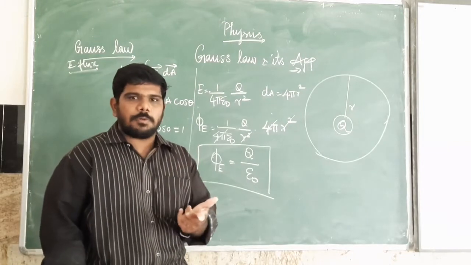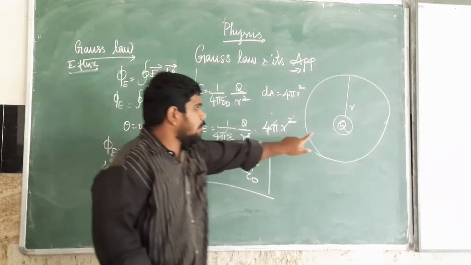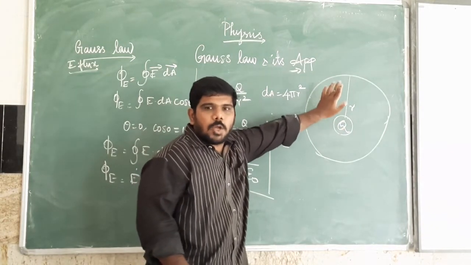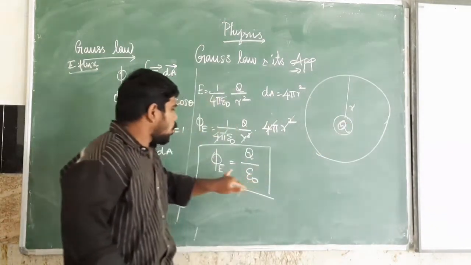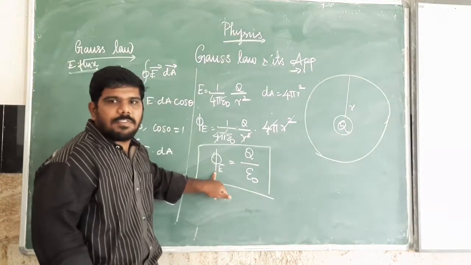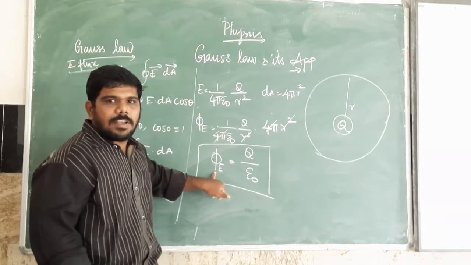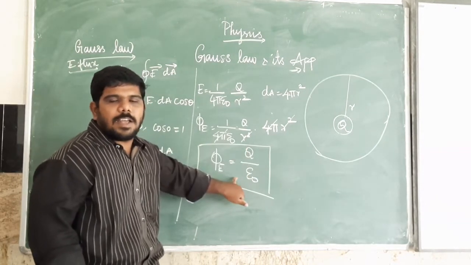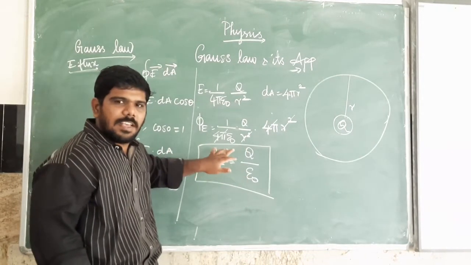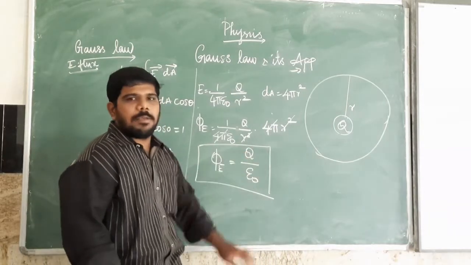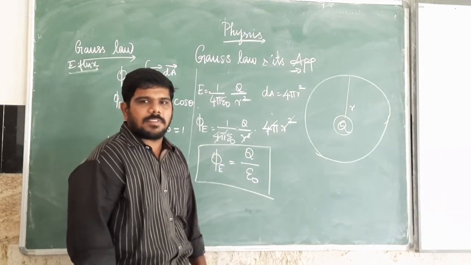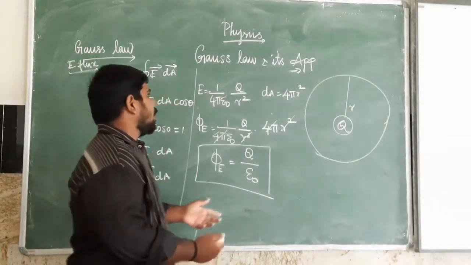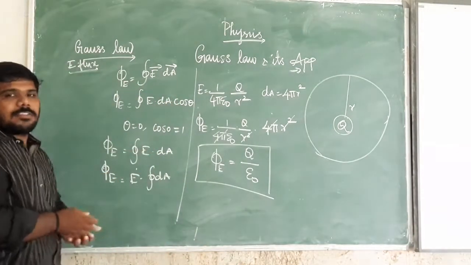If they ask the 2 mark question, what should you write? If Q be the charge enclosed in an arbitrary closed surface, then the total electric flux over the closed surface phi of E is equal to Q by epsilon 0. Clear?